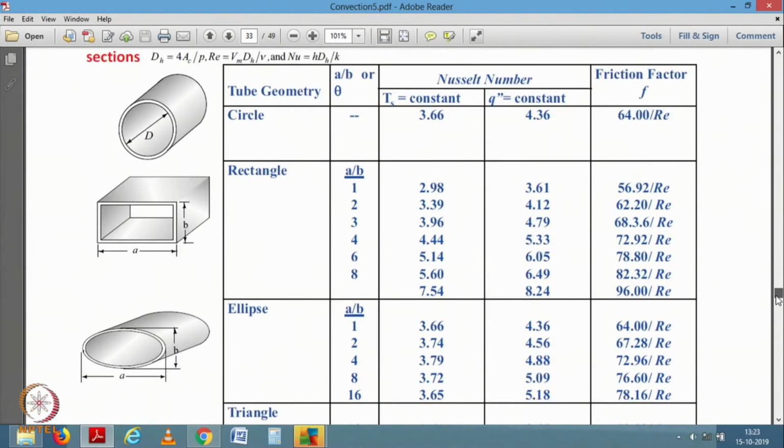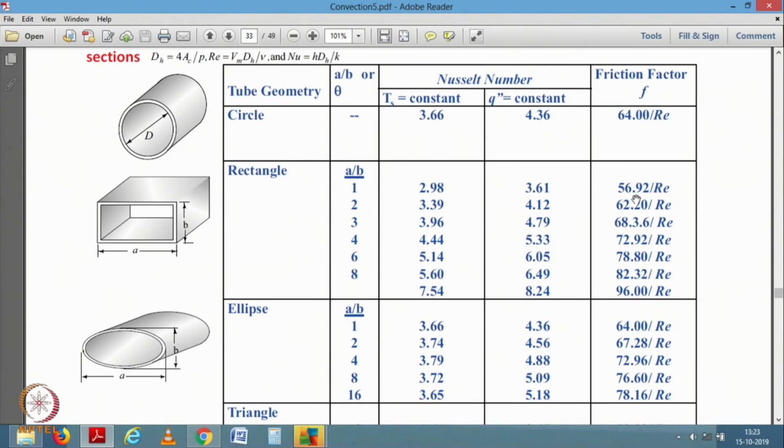The one on the left hand side, first table, is the constant wall temperature case. Notice that the Nusselt number for constant wall heat flux cases is always higher than that for the constant wall temperature case. There is also an expression for the friction factor, which is 64 by Re for flow through a circular pipe, and the coefficients are different.